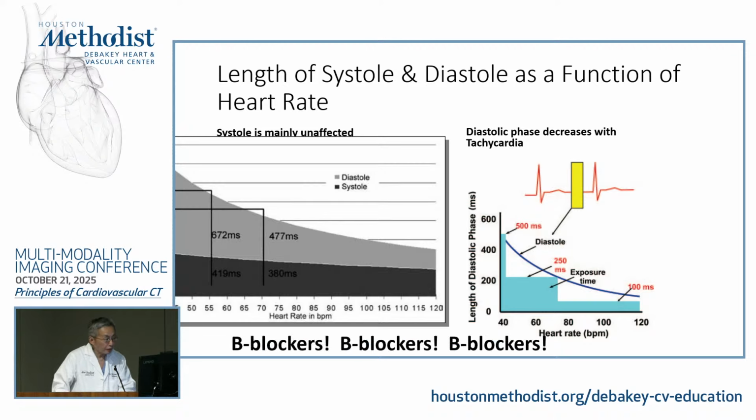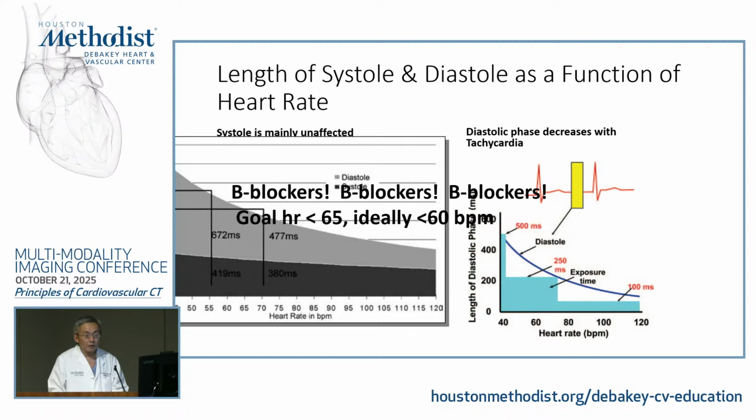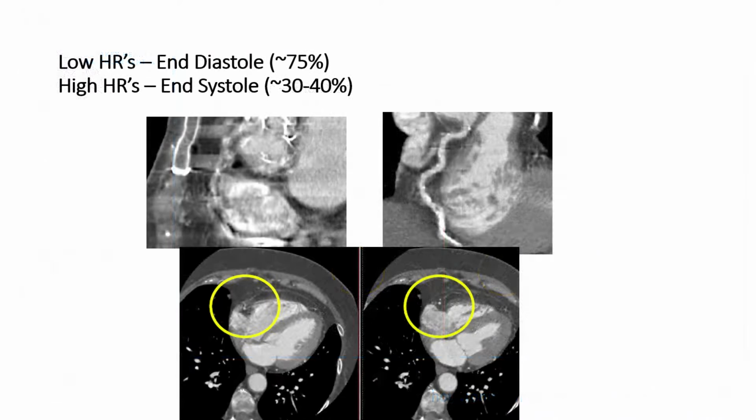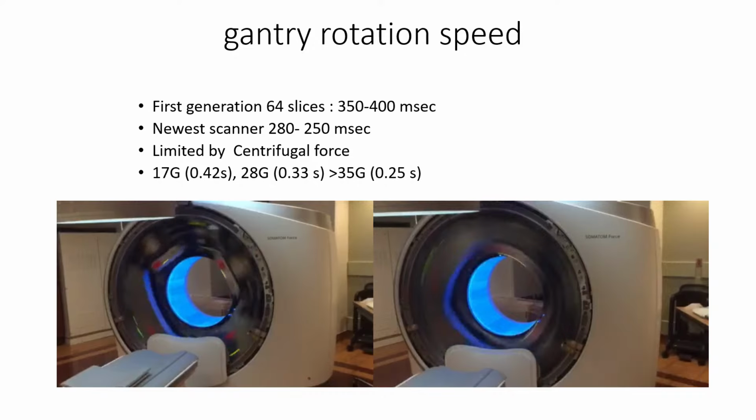Good. So that's critical. Three words: beta blocker, beta blocker, beta blocker. Beta blocker is the cardiac imager's best friend. But if the heart rate is fast, anything above 65, the systole is a lot more consistent, and you can see the image here. It's not going to be a perfect image, but pretty good.